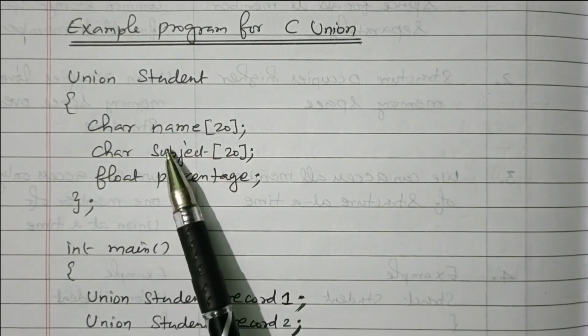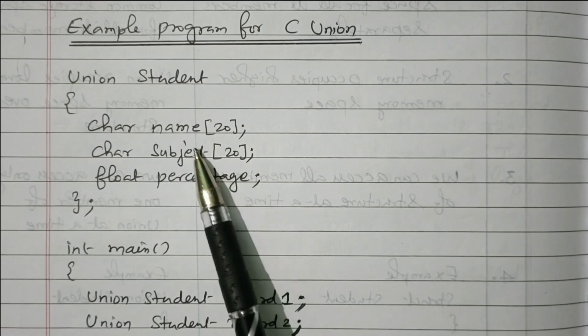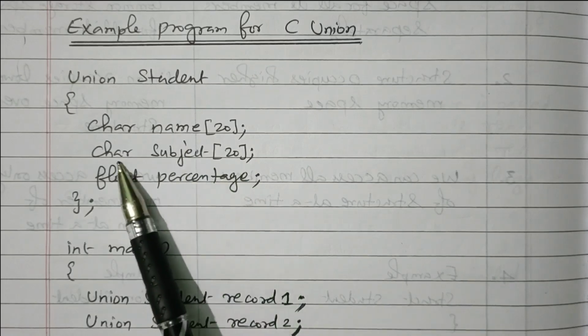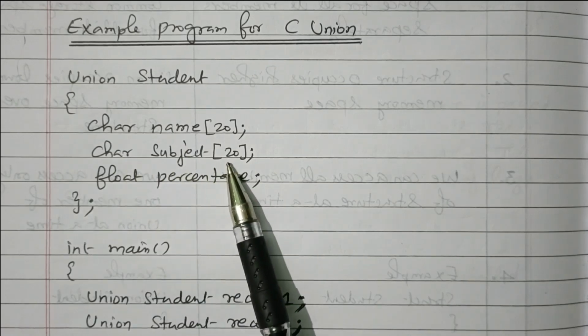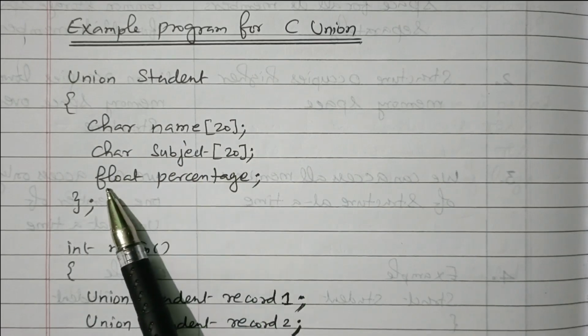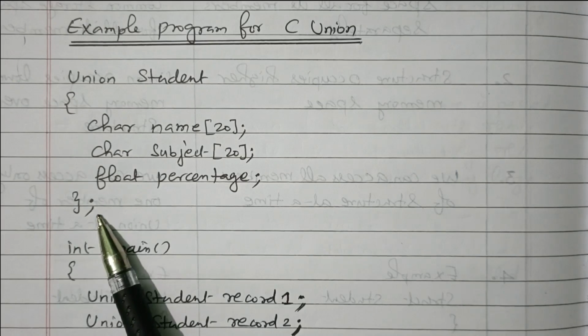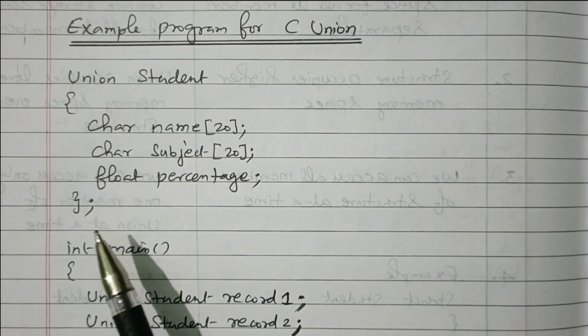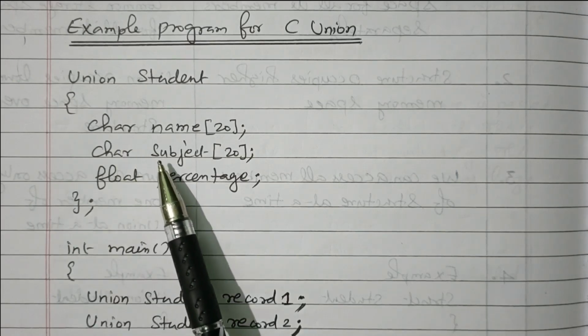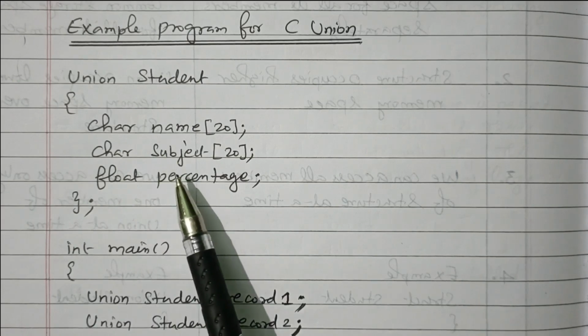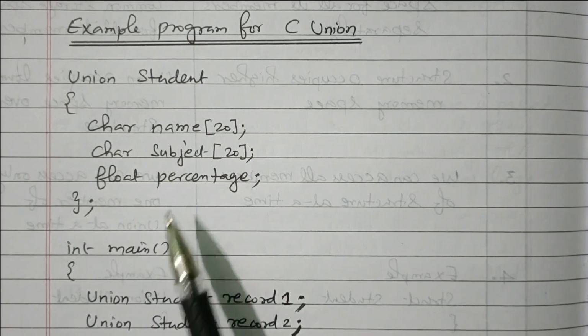First is character, name 20. So the name of the student. Character, subject 20. 20 characters we can store. Float, percentage. Then close the brace, semicolon. So we can close the union. So this union contains 3 variables: name of the student, subject name, percentage.